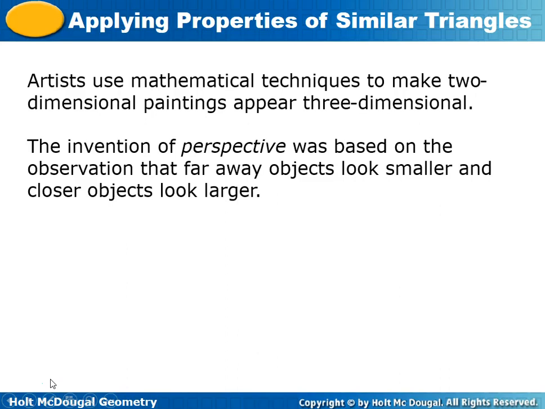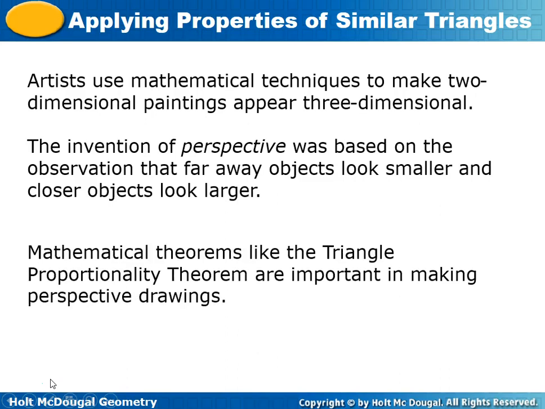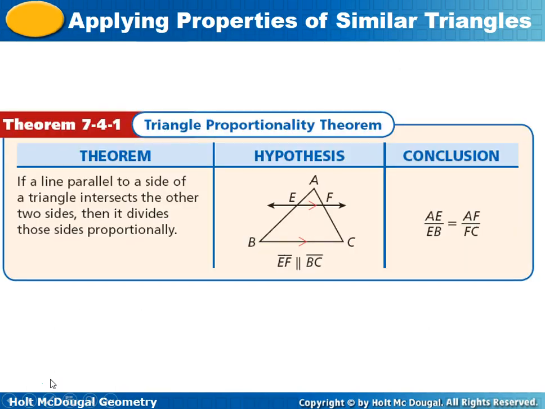Artists and mathematicians use techniques to make two-dimensional paintings appear three-dimensional. The invention of perspective was based on the observation that faraway objects look smaller and closer objects look larger. Mathematical theorems like the triangle proportionality theorem are important in making perspective drawings. So we're going to talk about the triangle proportionality theorem now.